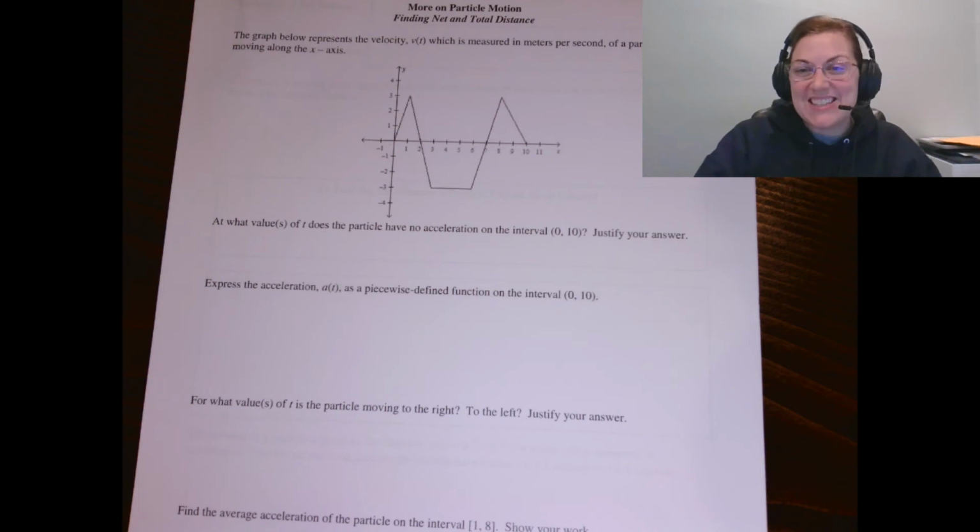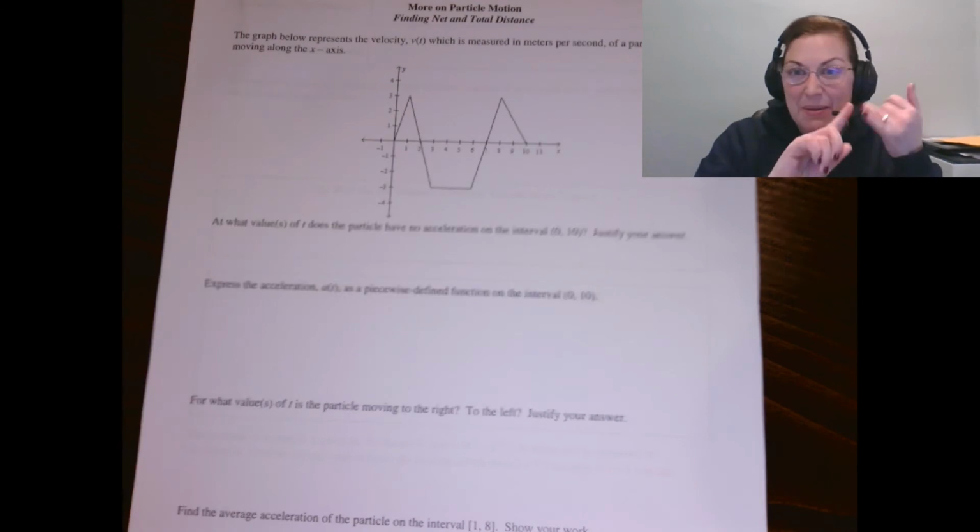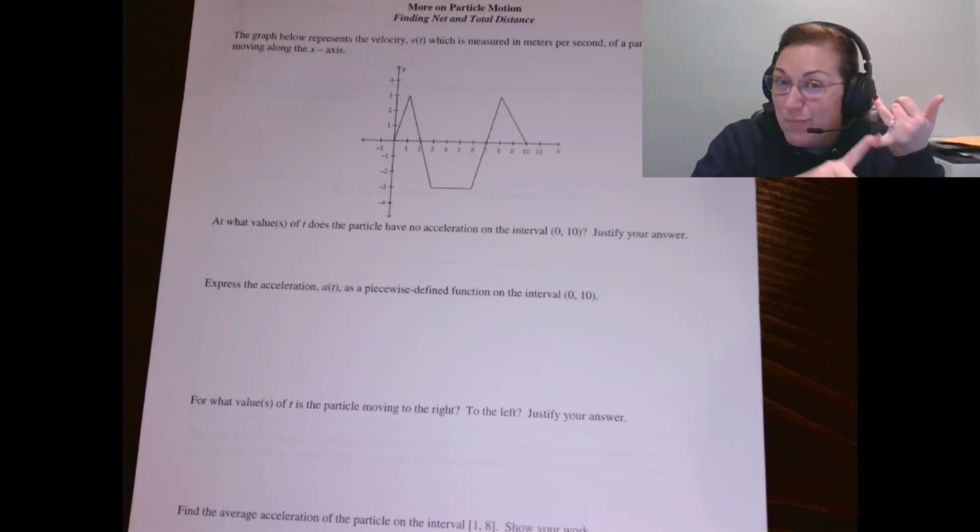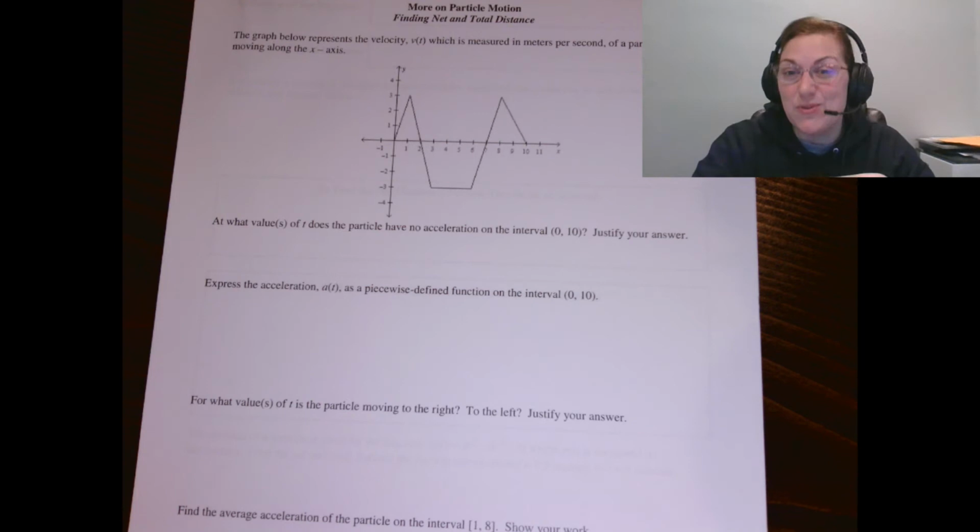So, as you can see, we are making our way through particle motion. We have talked about the five commandments of particle motion. And if you missed that video, it is one I think you definitely need to see. So, I'll link it in the description below.